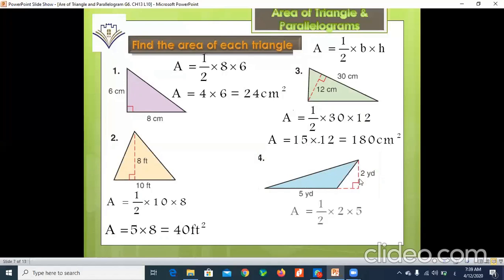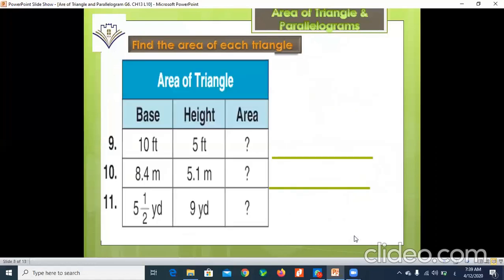Then area of triangle is equal to half multiply 2 multiply 5, or half multiply 5 multiply 2. We put half multiply 2 because it's very easy. Half of 2 is 1. 1 multiply 5 equals 5 square yard.